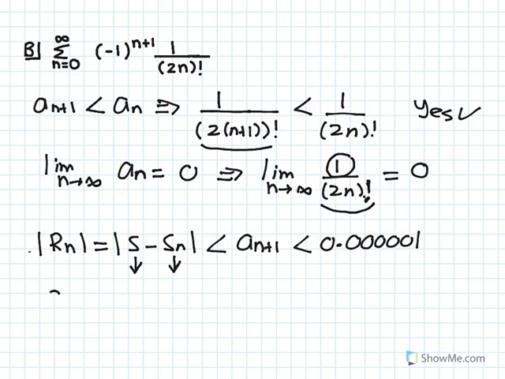Now, a sub n plus 1 is equal to 1 divided by 2 times n plus 1 factorial, so that's 1 over 2n plus 2 factorial if we simplify, and this should be less than 10 to the power of minus 6.